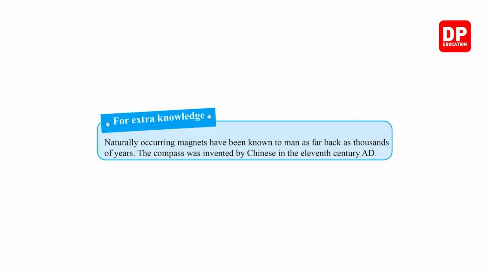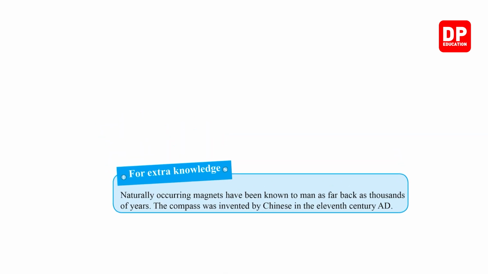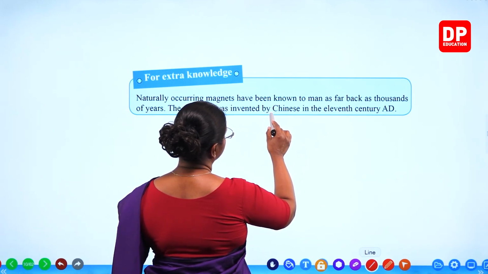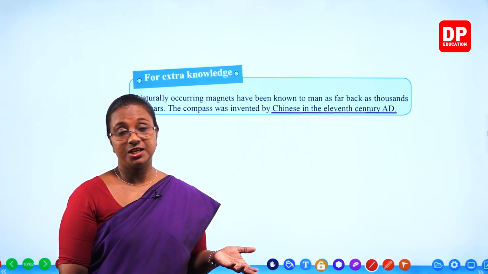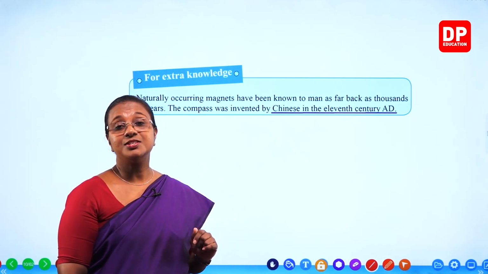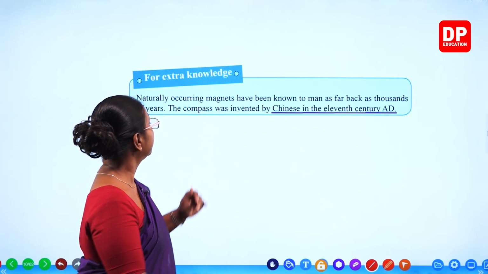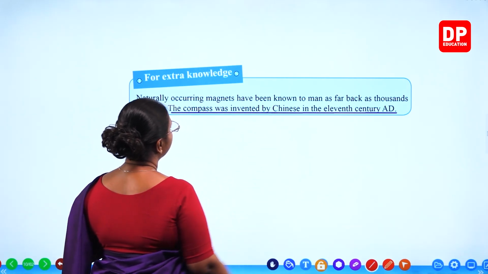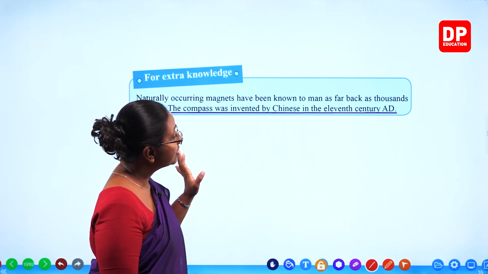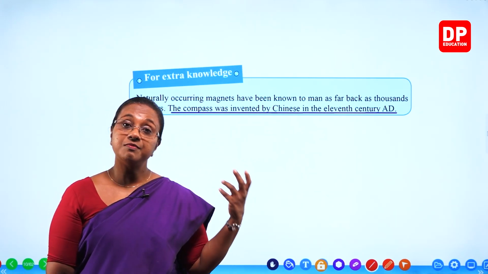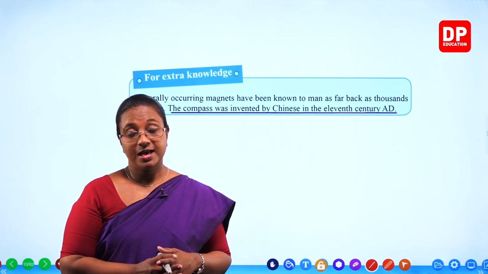So this is for your extra knowledge. Naturally occurring magnets have been known to man as far back as thousands of years. The compass was invented by the Chinese in the 11th century AD, Anno Domini, that is after the birth of Christ. Now we are in the 21st century, so this was actually 10 centuries ago. That means man has known about magnets for a very, very long time. So this is just for your extra knowledge.